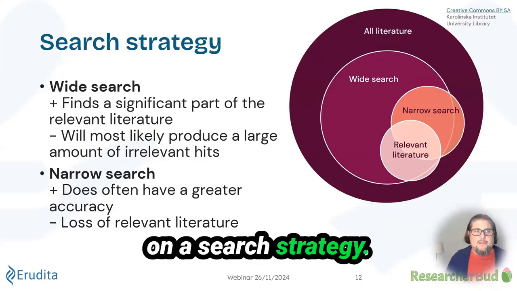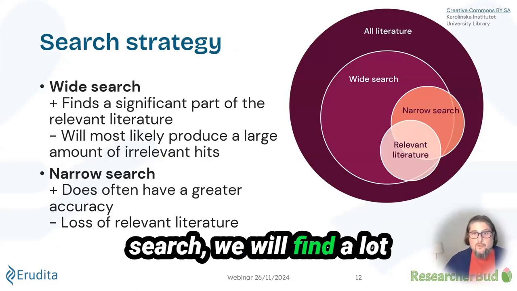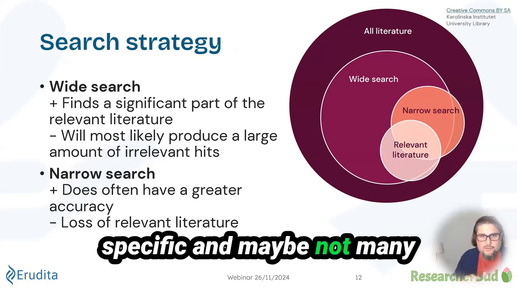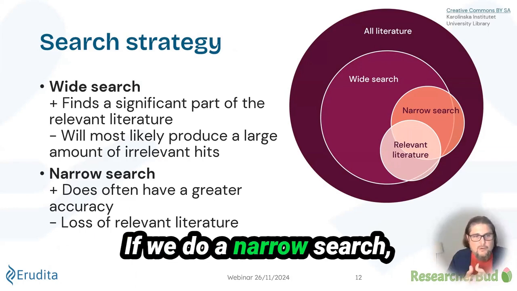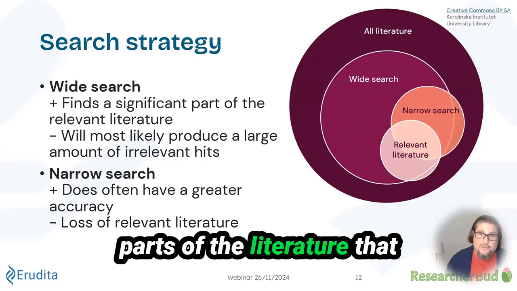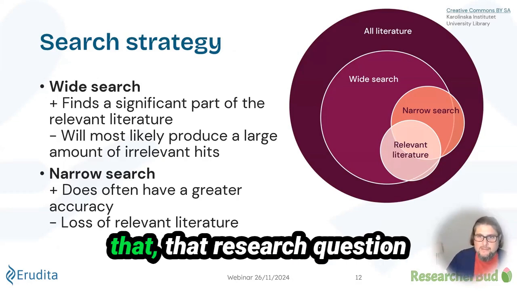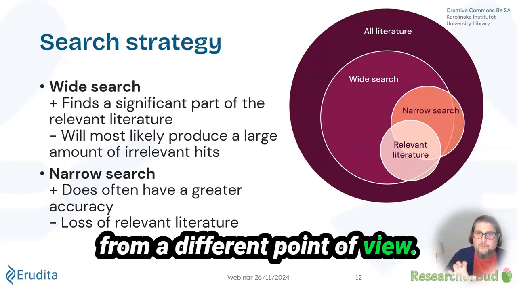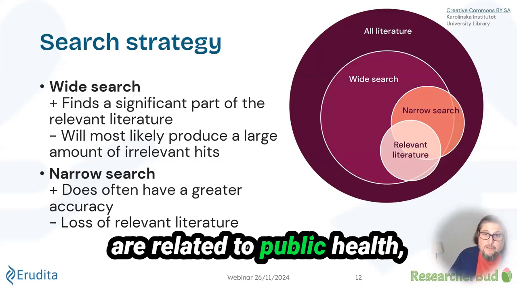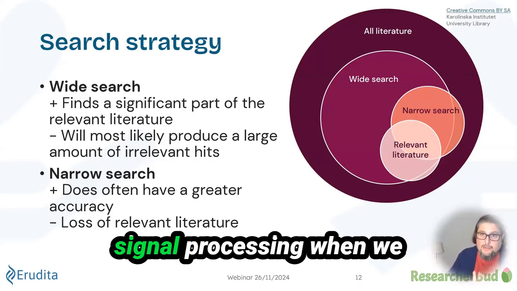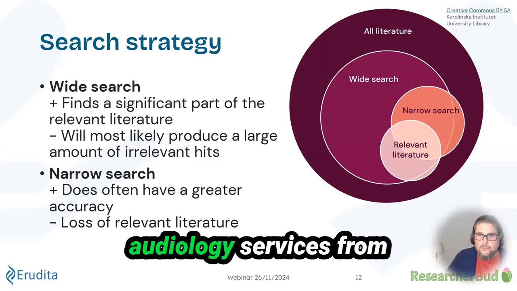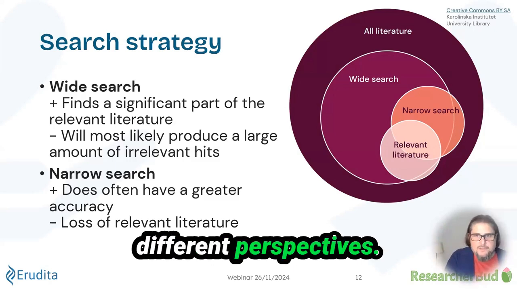Everything depends on a search strategy. If we have a wide search, we will find a lot of papers, but we most likely won't find something specific and maybe not many things about the same topic. If we do a narrow search, we will only focus on something very small. Maybe we are missing some parts of the literature that are facing that research question from a different point of view. For example, in my field, that is the field of audiology, there are many aspects that are related to public health, but also about technology and signal processing when we think about cochlear implants. We can look at the problem of hearing loss and audiology services from different perspectives.